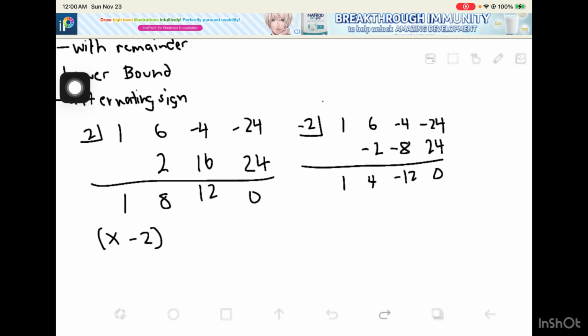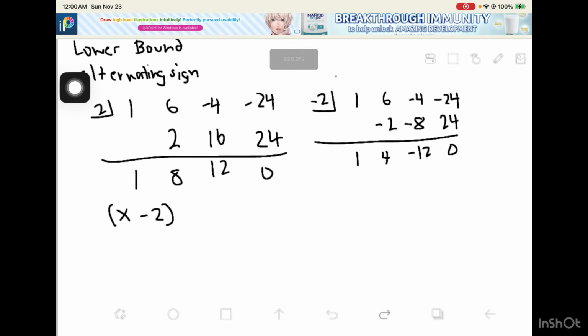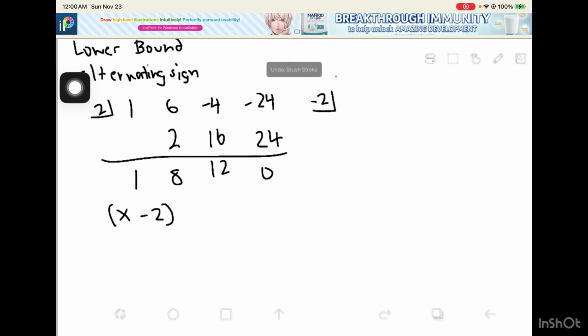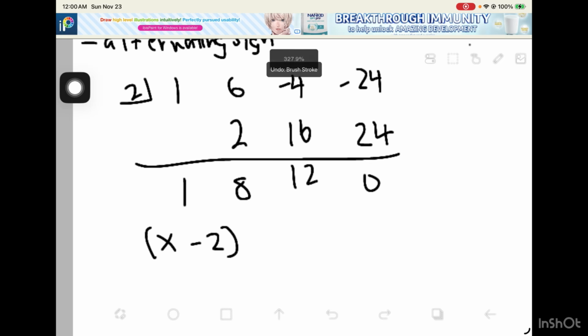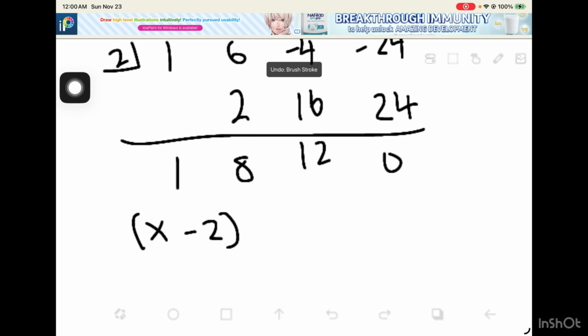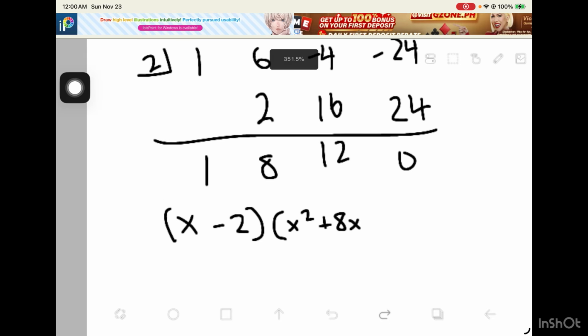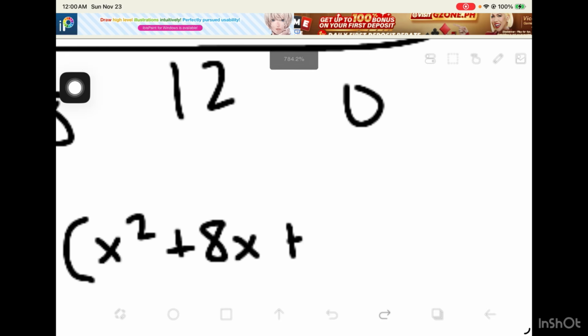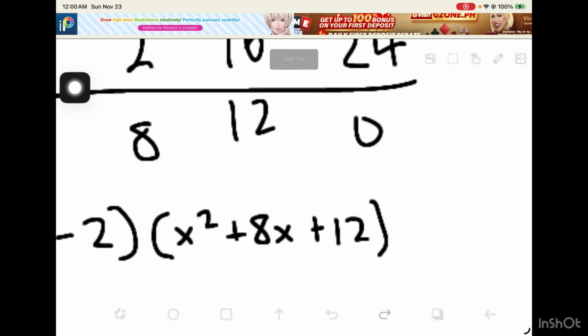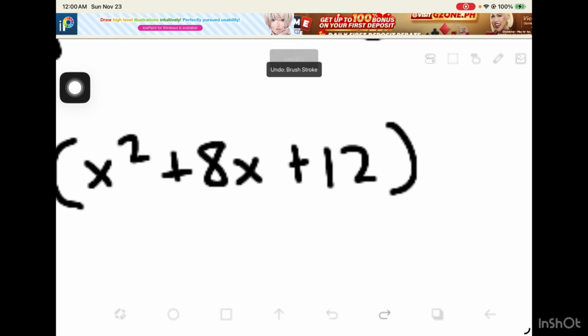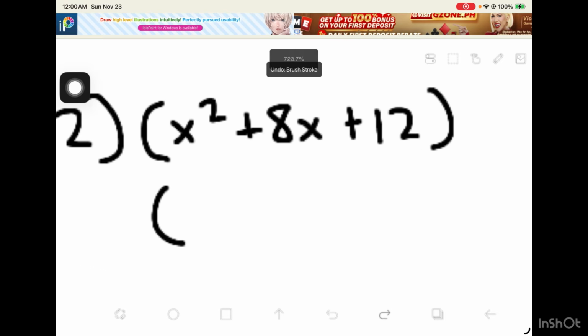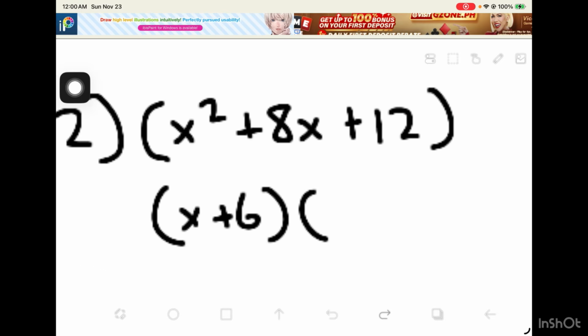So you can either solve for this manually, or going back, we know that x minus 2 is a factor. And this we can translate into a quadratic expression. So it's going to be x squared plus 8x plus 12. This is actually factorable because we have two numbers whose product is 12 and sum is 8, which is x plus 6 and x plus 2.